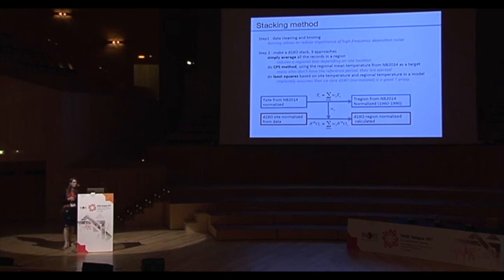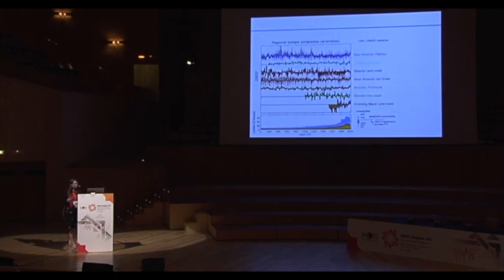So instead, our third method was to use least squares, where we correlate the temperature at our site in the model with the regional temperature in the model, so that's purely model. We can keep all the data this way, and we pray that the model has the right correlation. And that also implicitly assumes that ice core is a good temperature proxy. The good thing is, all methods give us basically the same answer almost everywhere.